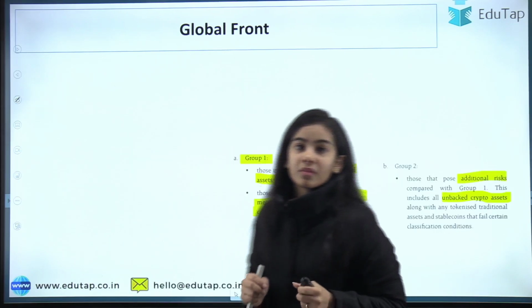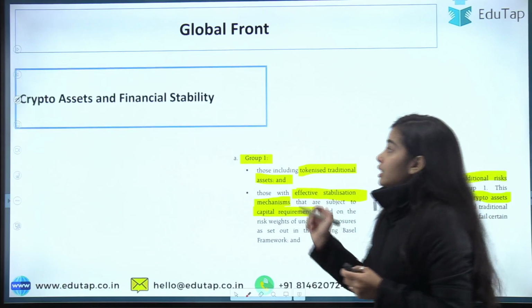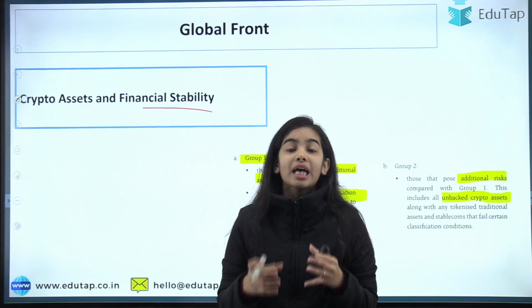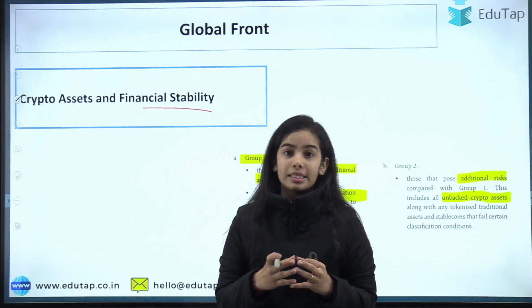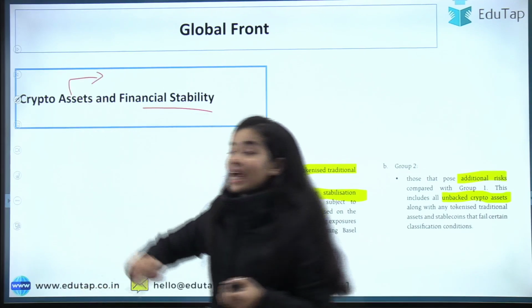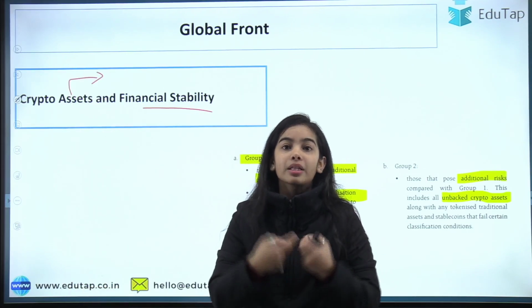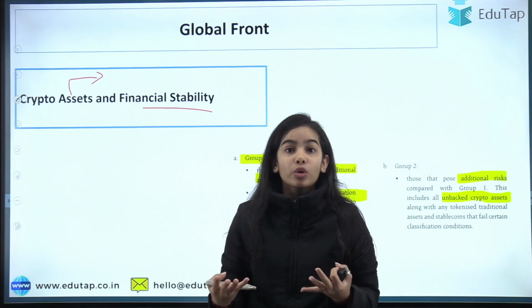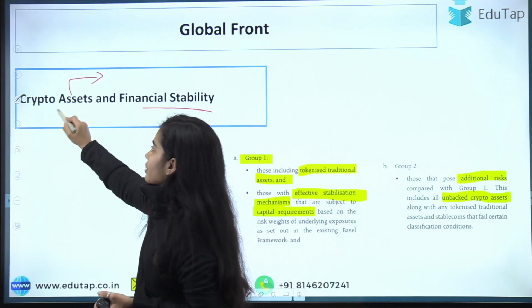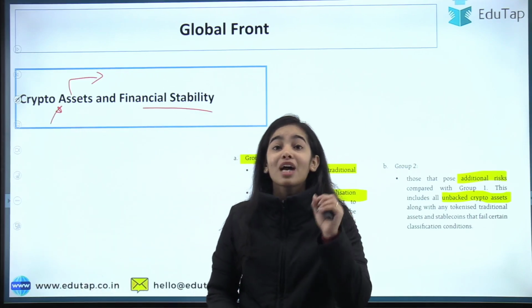Next is crypto assets and financial stability. In India also there was much debate about how fragile and how volatile the crypto assets are, and they are gaining more and more popularity in the traditional system. People are very excited about crypto assets, thinking that we will gain much profit from this. So there is much excitement regarding crypto assets, but they are very volatile.